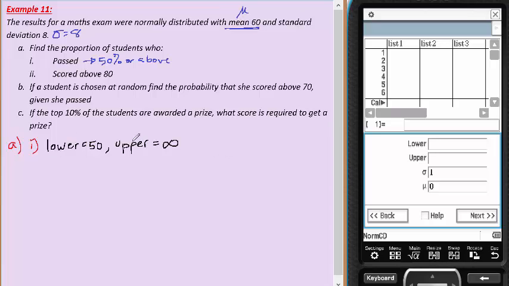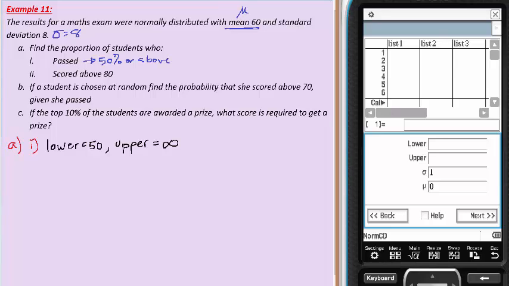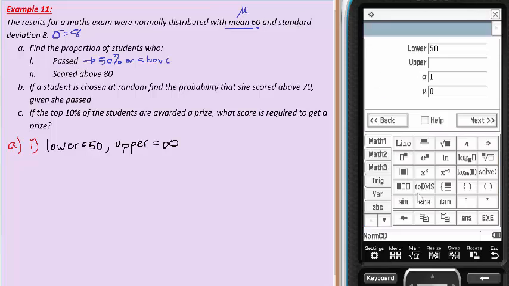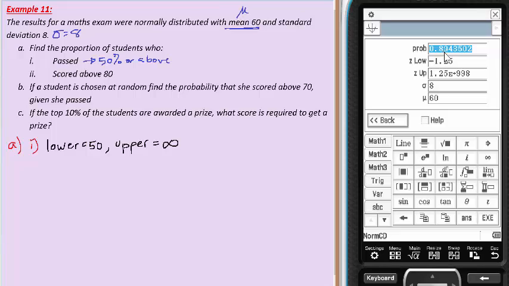Now, this is why it's important to list our values, because if we got the wrong number here, and the examiner was suggesting that a pass mark should be 40, and we can see that it's the interpretation of the question, and we've interpreted the question reasonably, we're going to get the marks here. So, my lower is 50%. My upper is infinity, so remember we're going to hit the keyboard, Maths 2, infinity. My standard deviation is 8, and my mean is 60.